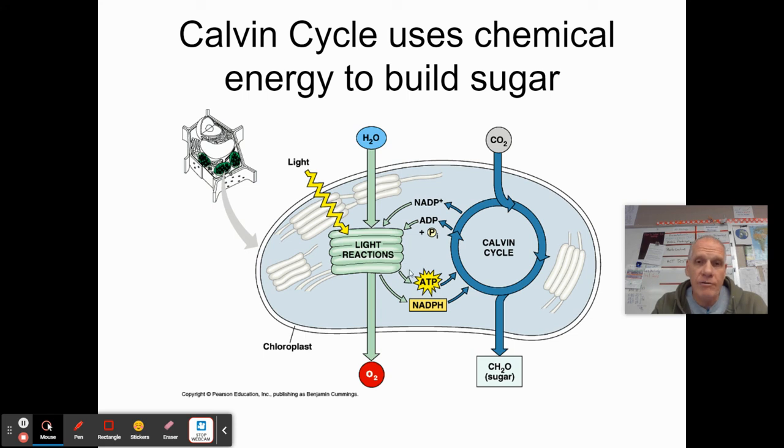So we now have our ATP and our NADPH produced in the light dependent reactions, which are now going to be used to drive the reduction and building of CO2 into a sugar molecule in the Calvin cycle.